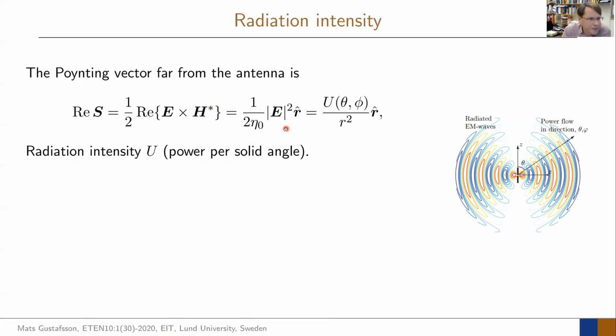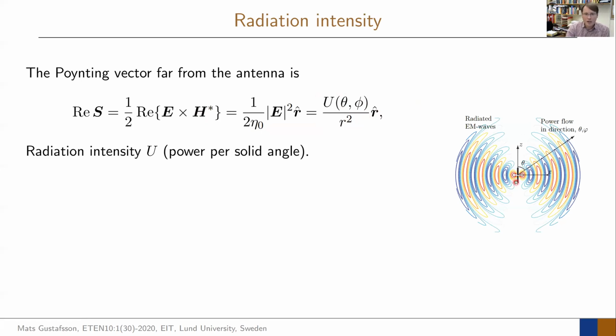The radiation intensity that comes out here is related to the electric field squared and normalized with the free space impedance, because we saw that the magnetic field also carried this free space impedance to transform it to the electric field. The decay is 1 over R squared, exactly as we had before, and this goes in the radial direction. The radiation intensity then says how this power is distributed around the sphere.